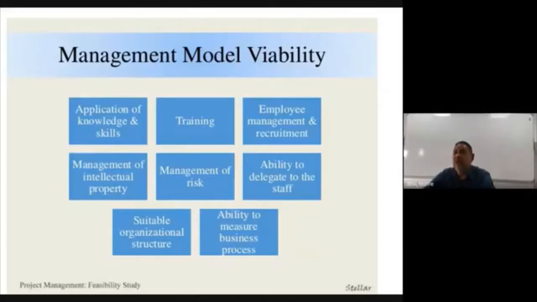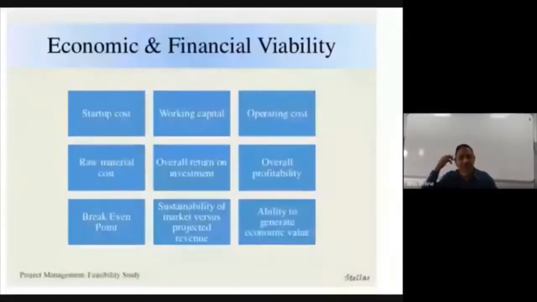Then finally, the measuring process, the measuring criteria of the business process. What is the criteria for monitoring and measuring the growth and improvements? These can be financial terms, or sometimes qualitative terms, not quantitative terms. Right? Okay. Then comes economic and financial viability. Specifically for new businesses, the startup cost: how much it costs to start the business. Then the working capital requirement.